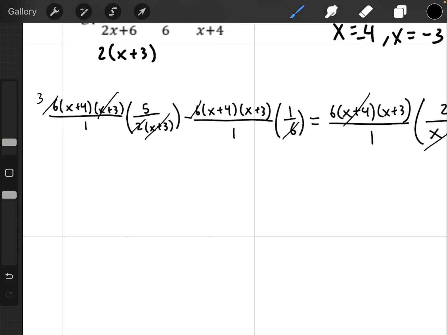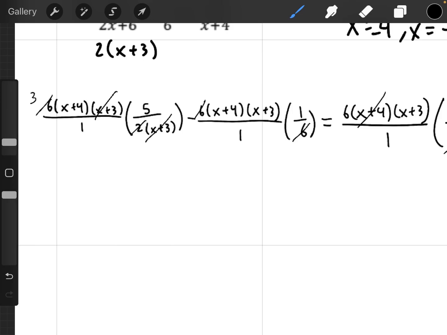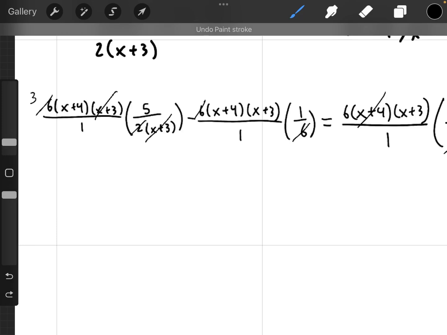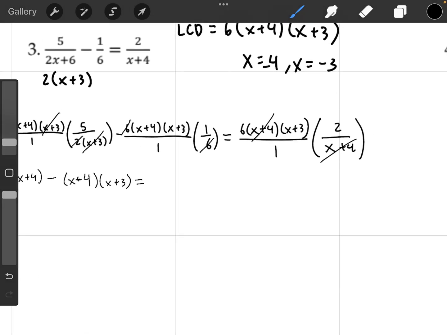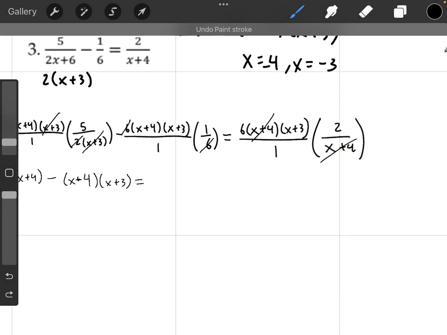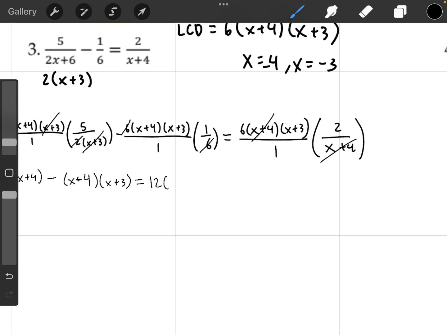So now let's rewrite this. Three times 5 is 15. 15 times x plus 4 minus x plus 4 times x plus 3 equals 6 times 2 is 12. 12 times x plus 3.